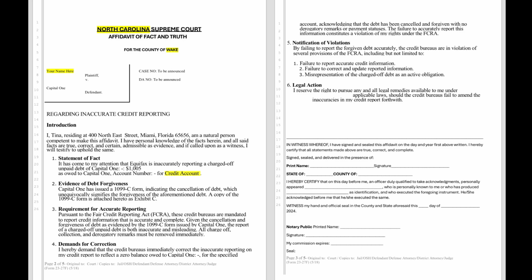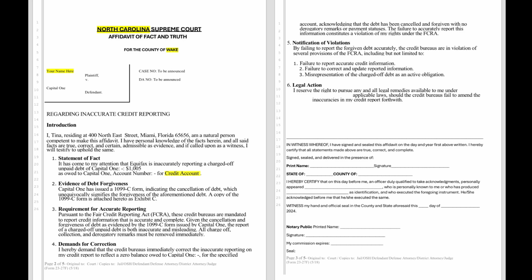Okay, so there's your proof. Okay, requirement for accurate reporting. Pursuant to the Credit Reporting Act, these credit bureaus are mandated to report credit information that is accurate and complete, given the cancellation and forgiveness of debt as evidenced by the 1099-C form issued by Capital One Bank. The report of a charge-off unpaid debt is both inaccurate and misleading. All charge-off, collection, and derogatory remarks must be removed immediately.